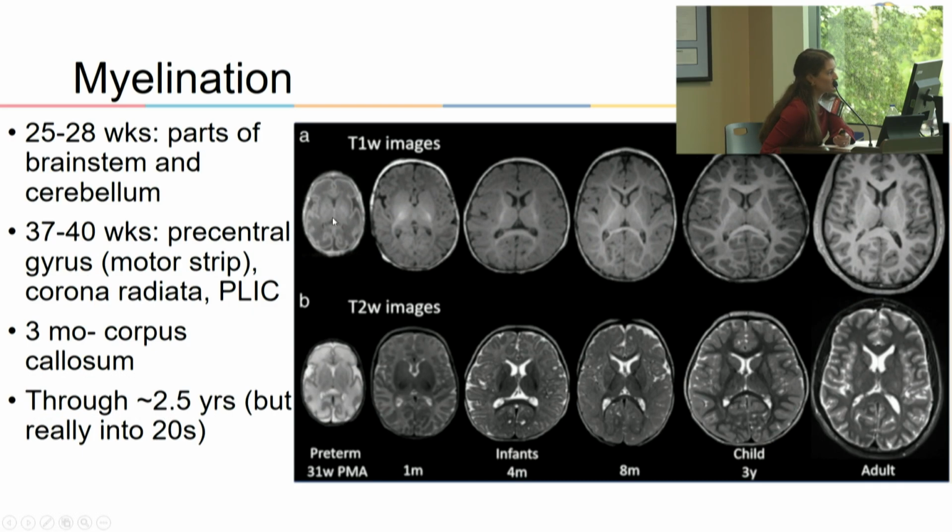So myelination starts at about 25 to 28 weeks. Parts of the brainstem and a little bit of the cerebellum are myelinated, but that's really about it. So that is why I say babies are brainstems.